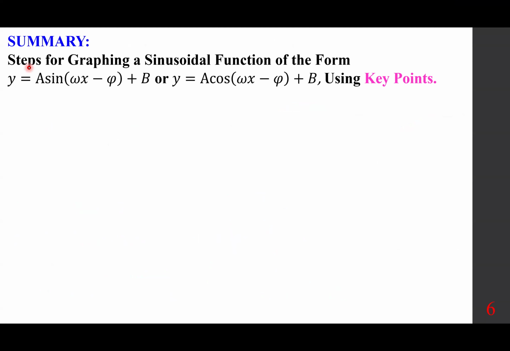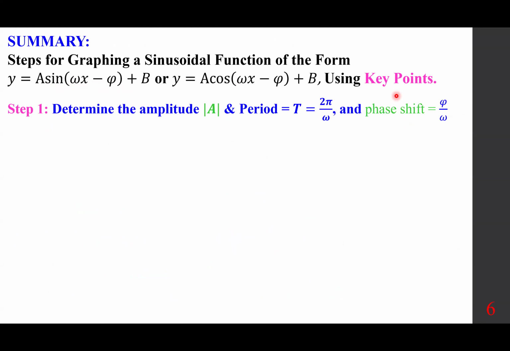Steps for graphing a sinusoidal function of the form a sine omega x minus phi plus b, the same thing for cosine, using key points as follows. Step 1. Determine the amplitude, the absolute value of A, the period T equals 2 pi over omega, and the phase shift phi over omega.